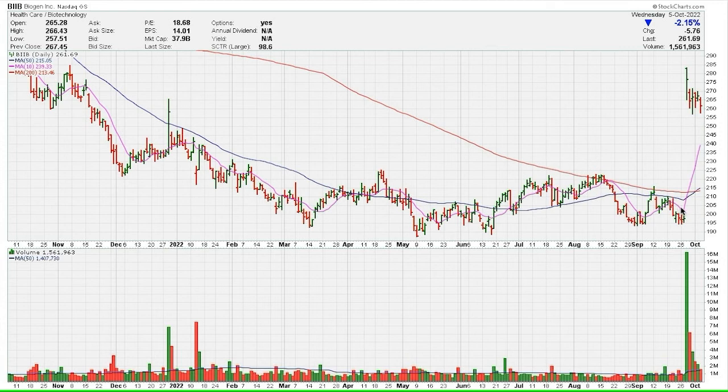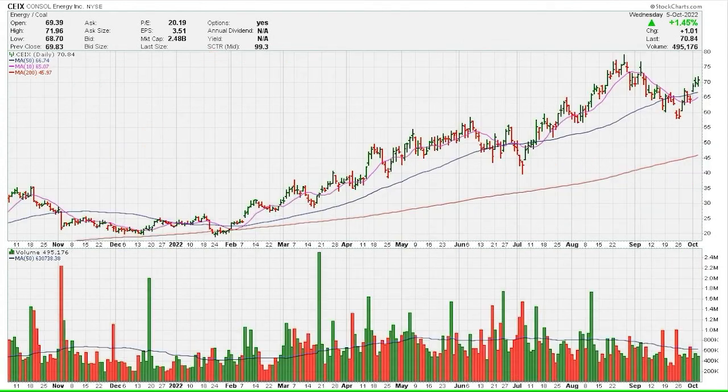Biogen, another biotech. You can see here, gap up. These were all mainly on trials. These drug companies have trials, and if it's leaking out that the trials are going well, the stock reacts. So you can see here, big gap up on Biogen. Actually didn't hold the gap, but it seems to be wanting to consolidate. Keep an eye on it.